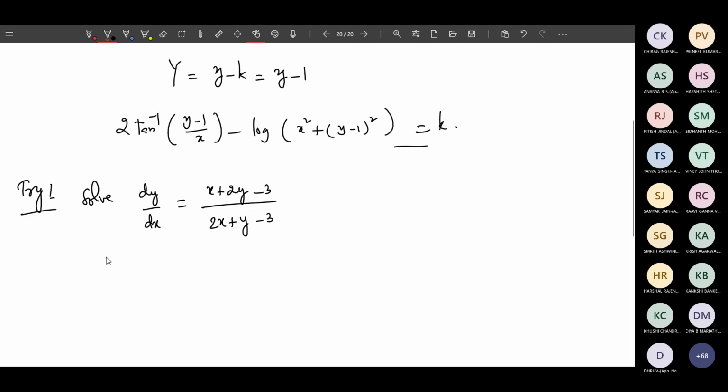The answer is that, let's note down. It is a very similar problem, only the numbers changed, variables. So the answer, that means the solution, is x plus y minus 2 equal to k times (x minus y) whole cube. Try this.